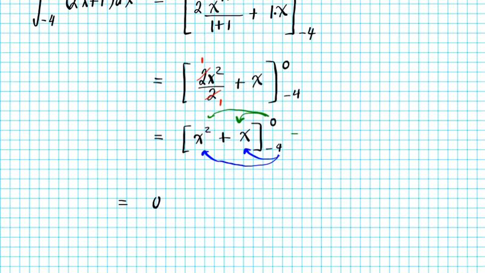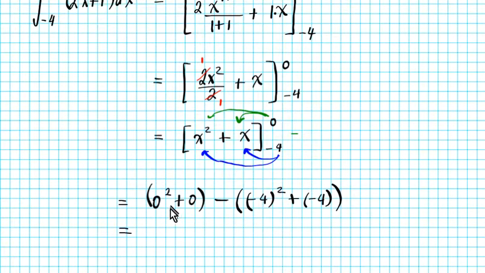x squared becomes 0 squared plus 0. This is what you get when you evaluate the antiderivative at the upper limit, minus the antiderivative evaluated at the lower limit, which is -4 squared plus -4. Because of the negative operation here, always put the antiderivative evaluated at the lower limit in parentheses so you don't make mistakes with signs.